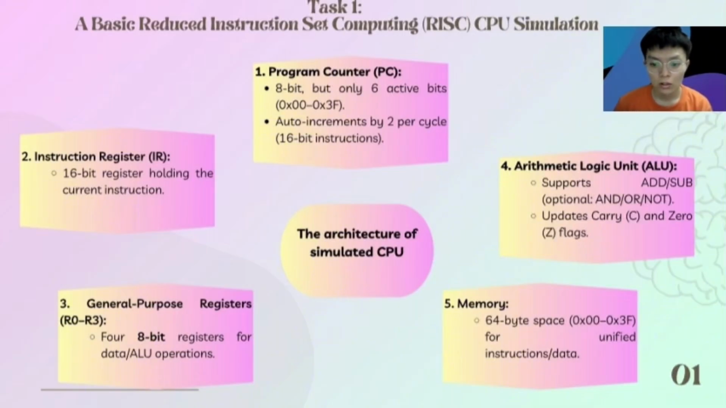First, the program counter. This is 8-bit and points to the next instruction. It can access 64 memory locations. And the next is the instruction register. It holds the current 8-bit instruction being executed. And then we have 4 8-bit general registers for temporary data storage.